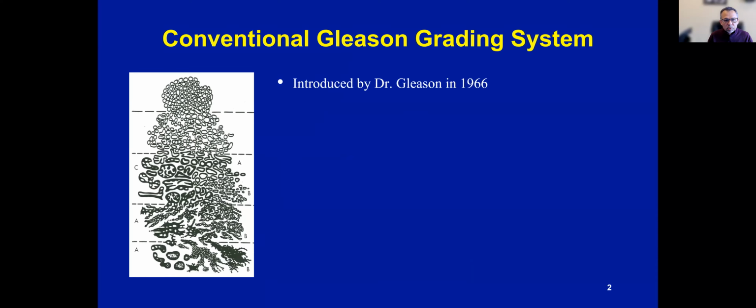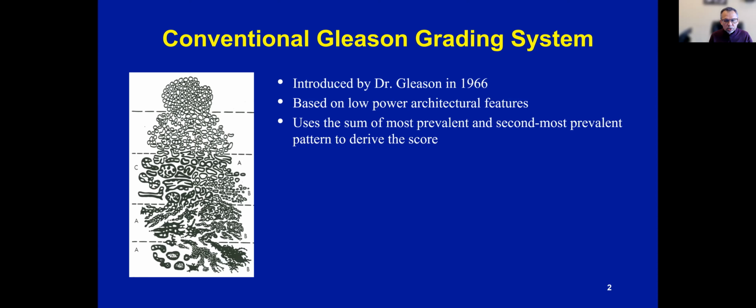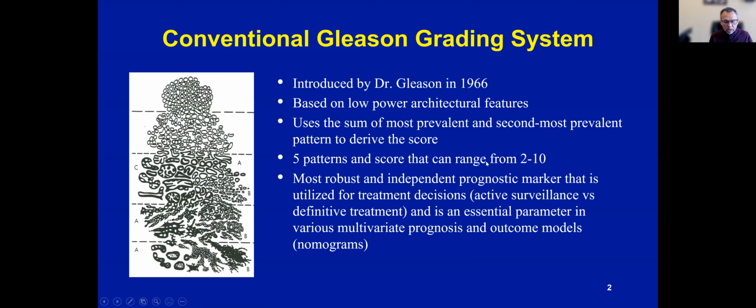This particular system was introduced by Dr. Donald Gleason in 1966. It has many important differences compared to other traditional grading systems. One of them is that it is based on low power architectural features instead of nuclear features. It uses the sum of the most prevalent and second most prevalent pattern to derive the score. So you have 5 patterns, 1, 2, 3, 4, 5, which will derive the score that can range from 2 to 10.